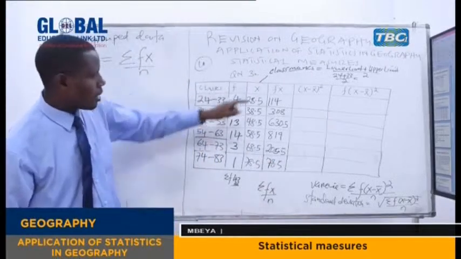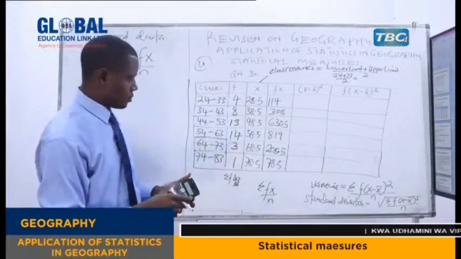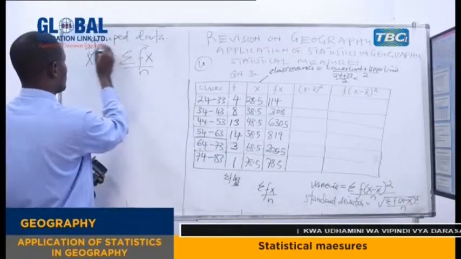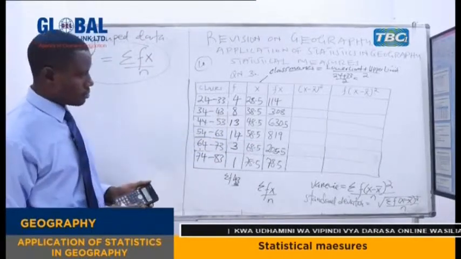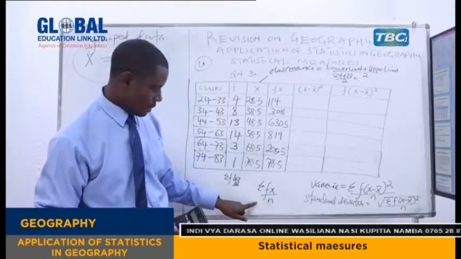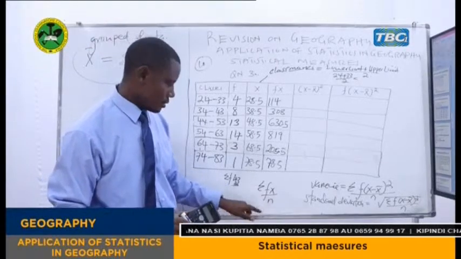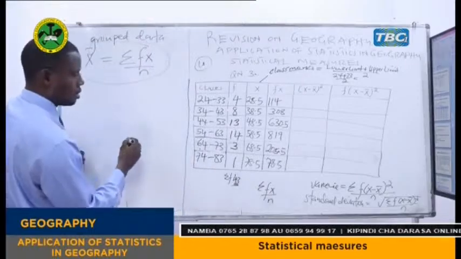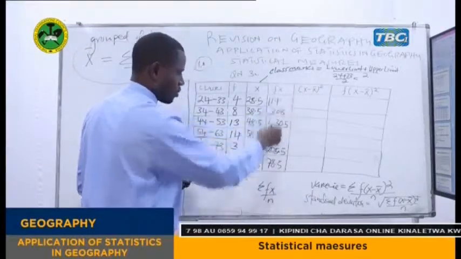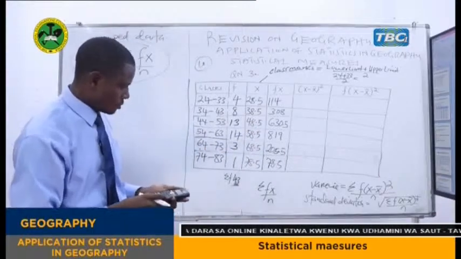So we are done with the fx column, and we should recall that we are supposed to find the mean. So how do we find the mean for that particular column? We have given the formula over there. It's the summation of fx, then we divide by n. So for that case, we have to find the total of that particular column.